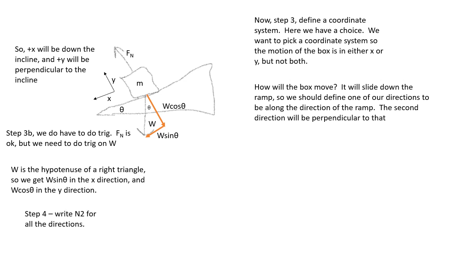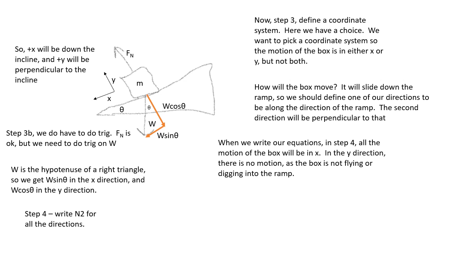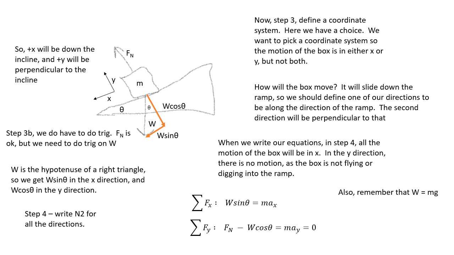Step 4, I have to write N2 for all the directions. When I write my equations in step 4, all the motion will be in the x direction. There's going to be no motion in the y direction. My box isn't flying off the ramp. So in the x direction, I get W sine theta is equal to ma sub x. And in the y direction, I get Fn minus W cosine theta is equal to ma sub y, but that's 0. As I said before, my object is not flying off the ramp. You also should remember that W is going to be mg. I'm going to use that in the next slide.